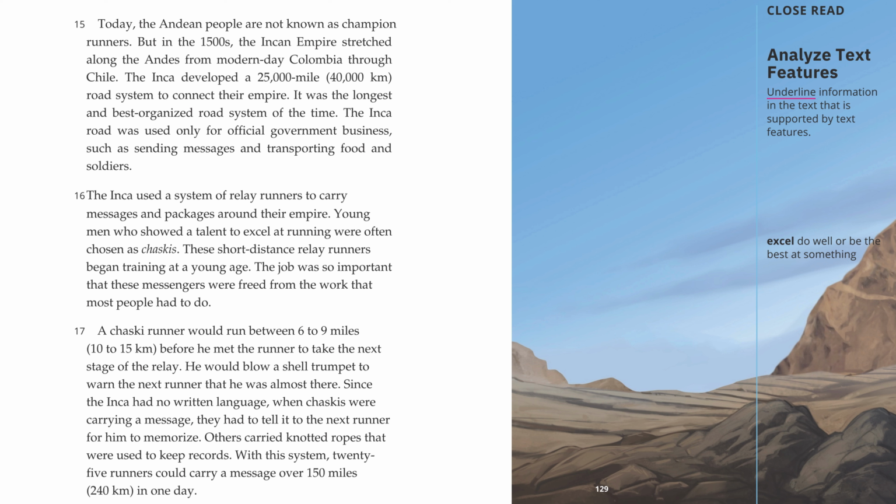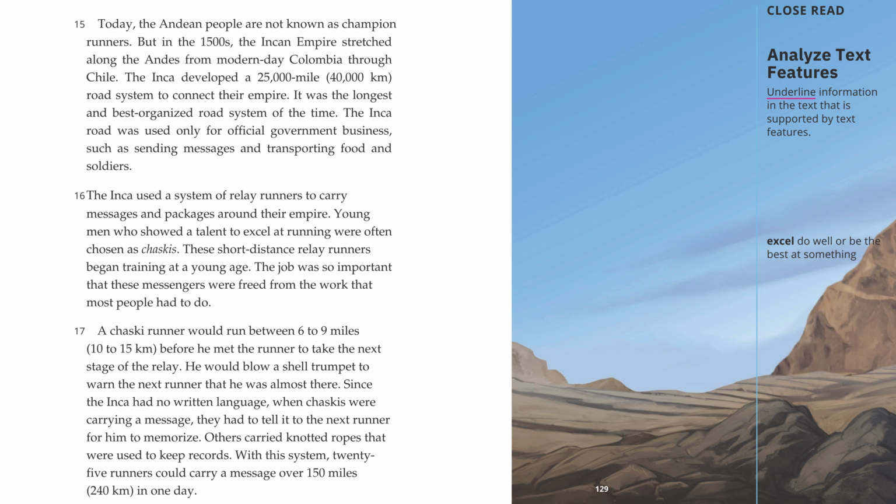The Inca used a system of relay runners to carry messages and packages around their empire. Young men who showed a talent to excel at running were often chosen as chasquis. These short-distance relay runners began training at a young age. The job was so important that these messengers were freed from the work that most people had to do. A chasqui runner would run between 6 to 9 miles, 10 to 15 kilometers, before he met the runner to take the next stage of the relay.